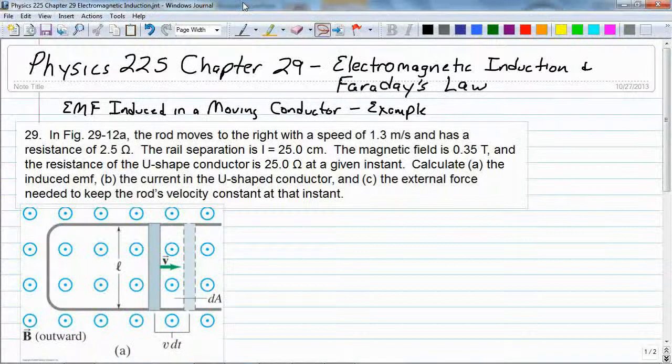Let's take another example of an induced EMF. In this case, we're going to look at the rod that's being moved down a rail system. And so we have this rod moving to the right at a speed of 1.3 meters per second. So this is our velocity.